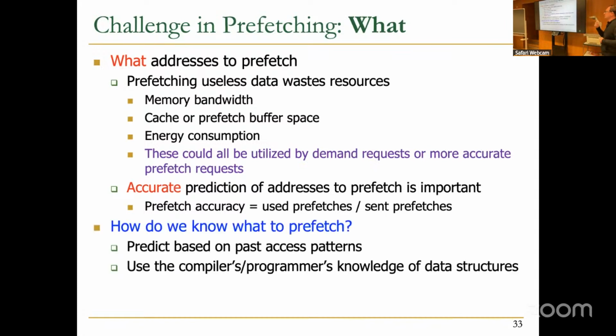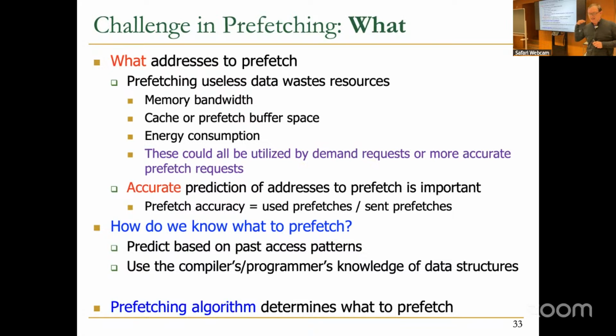Okay, so how do we know what to prefetch? One way of doing this is to predict based on past access patterns. And we're going to see a lot of that. Or you can use the compiler's or programmer's knowledge of data structures, such that you can create a thread, for example, that does prefetching for the main program. You can have a separate thread prefetching for the main program. They're running on the same core or different cores, and one of them is prefetching into the cache before the main thread touches those blocks. That's certainly possible. You could have purely software methods of doing that, or hardware-software cooperative methods. So prefetching algorithms determine what to prefetch. We're going to see some examples of this, including some things that are implemented in existing processors.